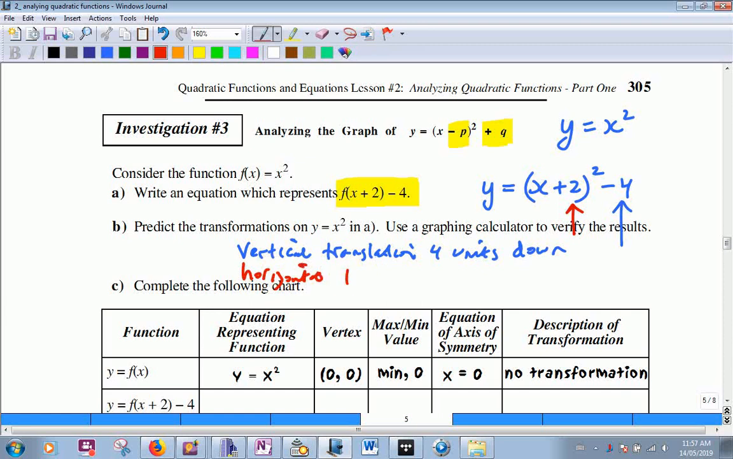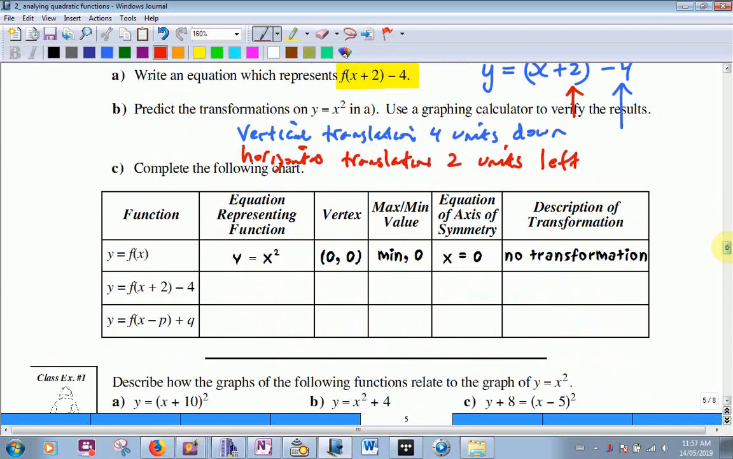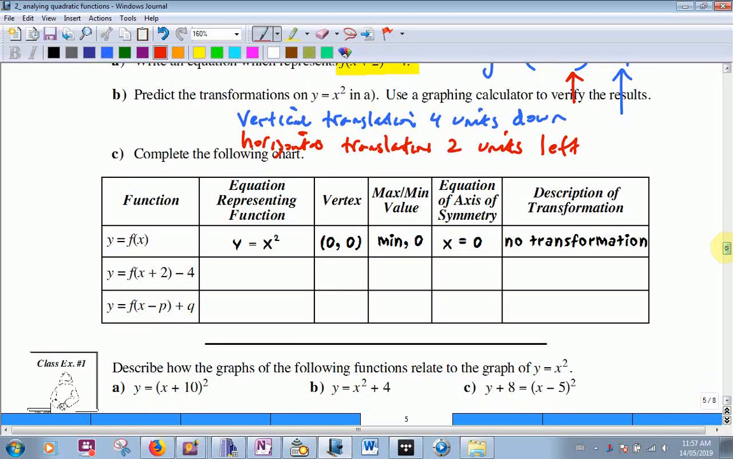And the one that's a little trickier, what does plus 2 do? Horizontal, that's P, 2 units, which way? Left, yeah, okay. It's kind of like the opposite thing going on there. All right.